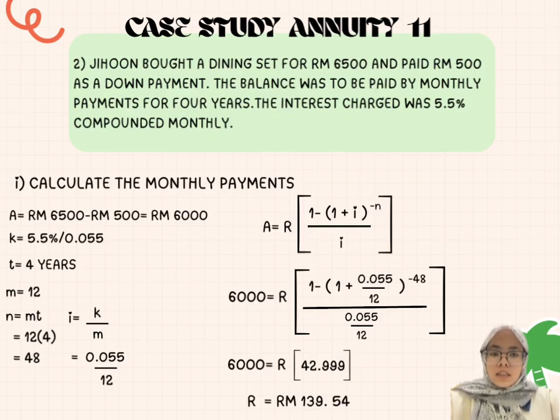Now, all the amount that we get must be applied to the formula, which 6,000 equal R (1 minus (1 plus 0.055 over 12) into power negative 48) and divide into 0.055 over 12. And we get 6,000 equal R multiply 42.999. And then 6,000 divide into 42.99 equal R. And the final answer is 139 ringgit 54 cent for R.